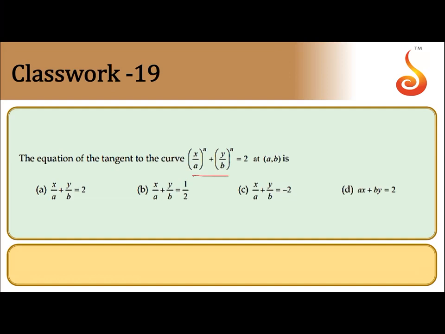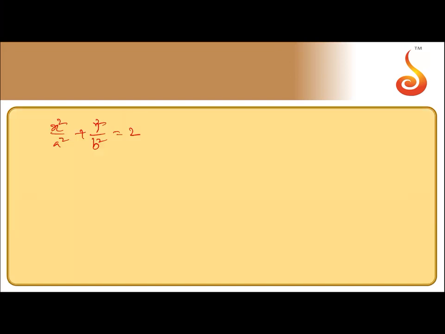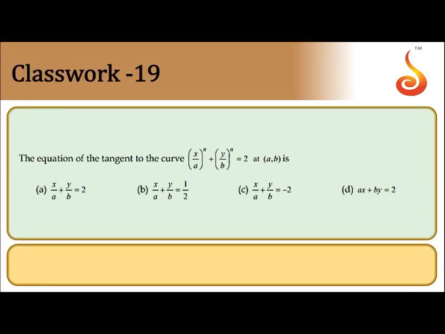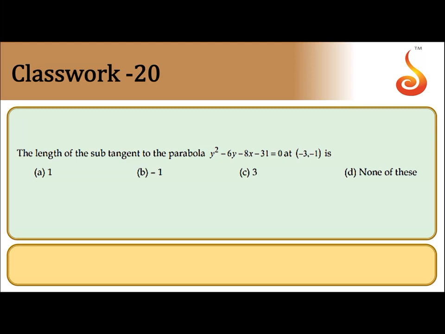And you require to find the equation of the tangent line at a comma b. So at a comma b, the tangent is nothing but s1 equals to 0. So x1 divided by a square plus y1 divided by b square is equals to 2, where of course this is x1 comma y1. When you substitute, you'll be getting x by a plus y by b is equals to 2 is the tangent equation. So therefore x by a plus y by b is equals to 2 represents the tangent equation, option A.